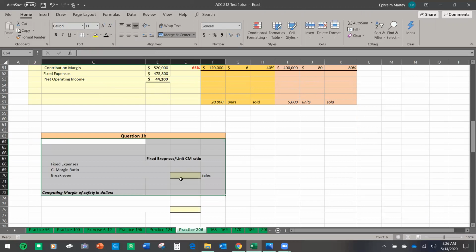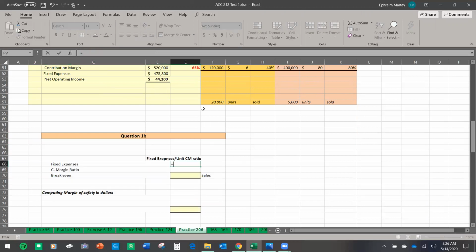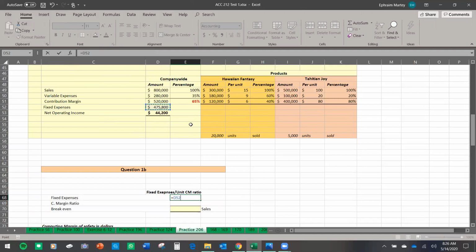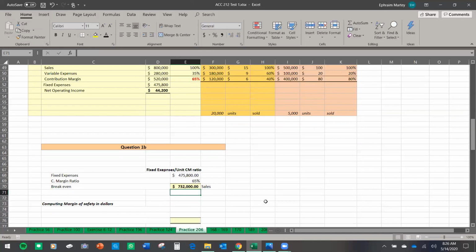Okay. So let me reveal it quickly and let's look at them. What is your fixed expense? The fixed expense is this one, 475,000, divided by the contribution margin ratio for the whole company, 65%. Okay, so we divide that one by this, and that gives us 732,000 sales. So we need to sell 732,000 to have a break-even point.